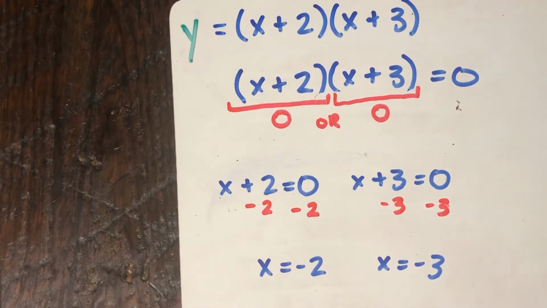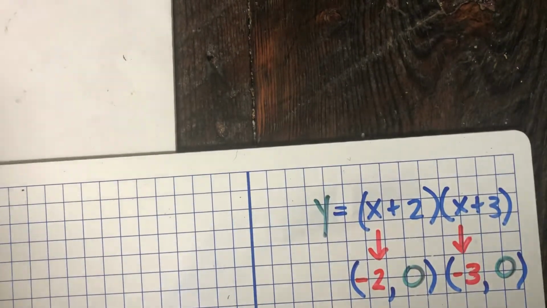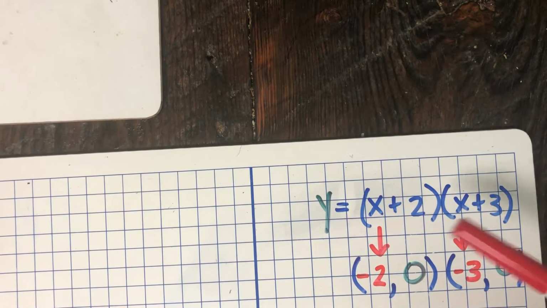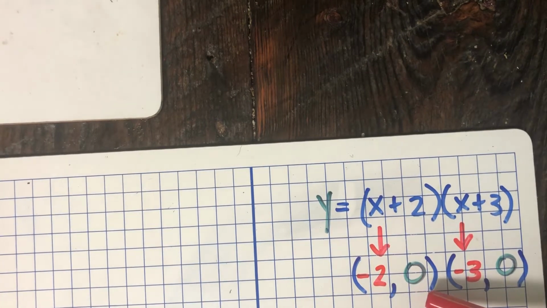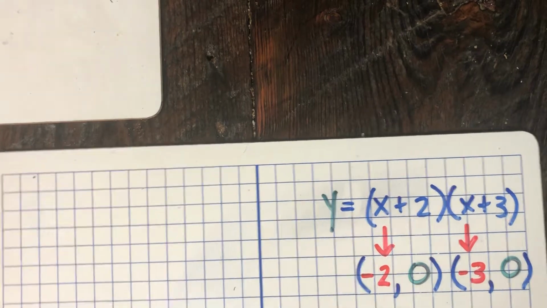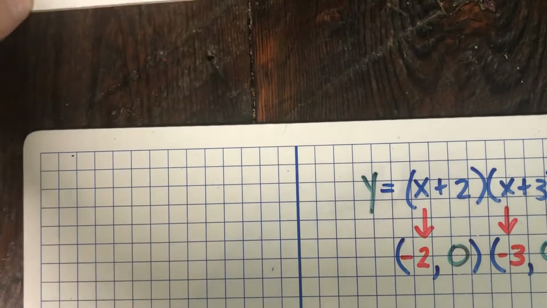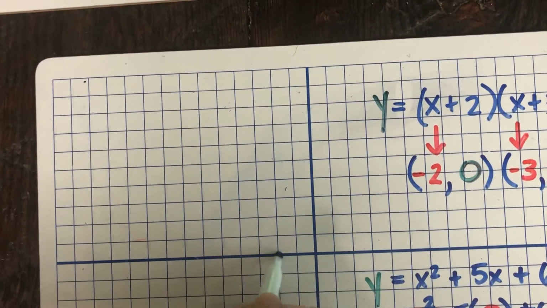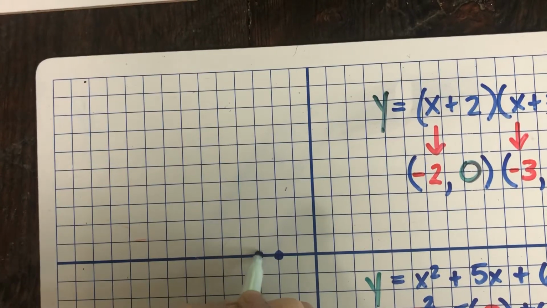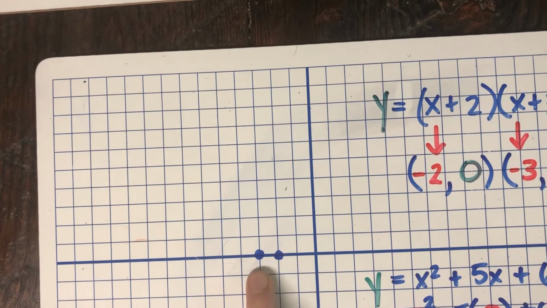Now, the reason we do that is so we can graph. So I'm going to take you over to my graph here, where I'm showing you this written as an ordered pair. If x is negative 2, then y is 0. If x is negative 3, then y is 0. So I can put those points on my graph. So here come my points, right here, at negative 2 and negative 3. That's negative 2 comma 0, negative 3 comma 0.